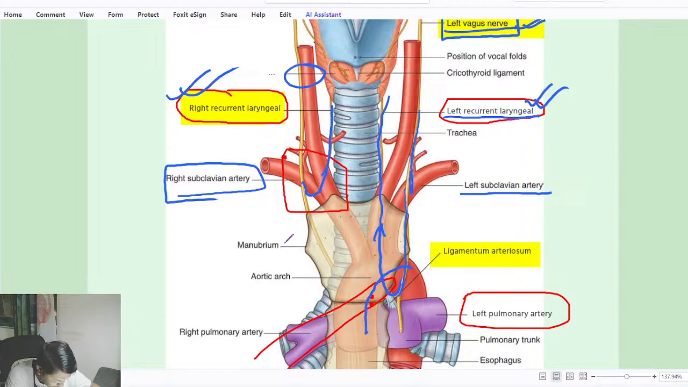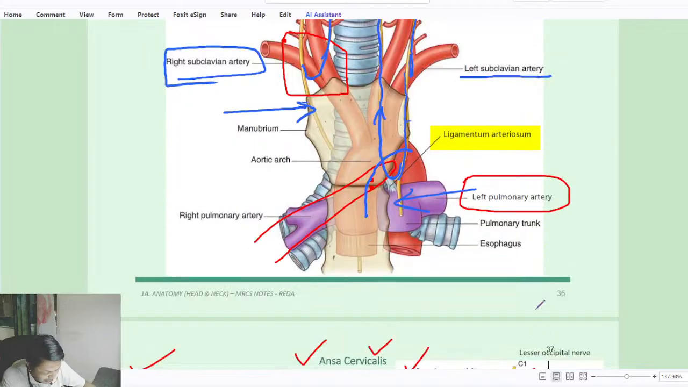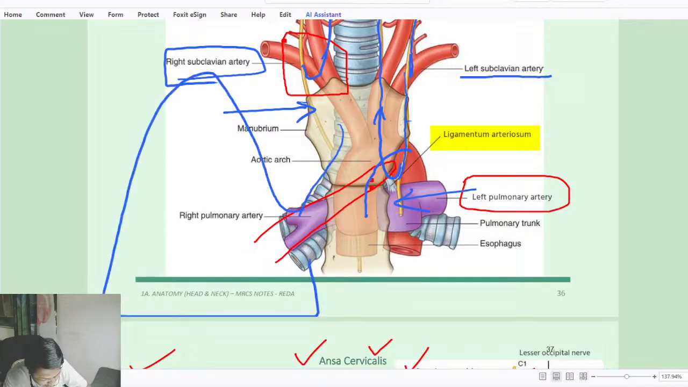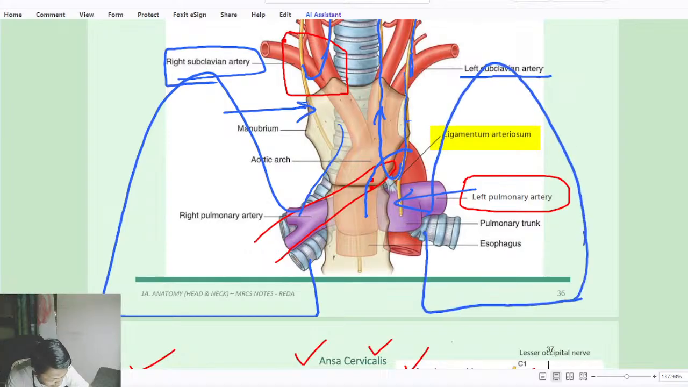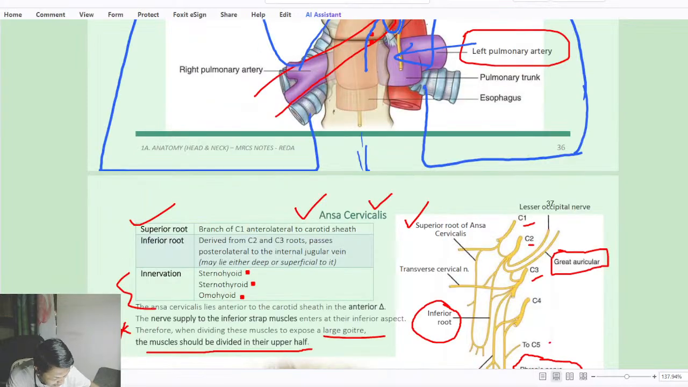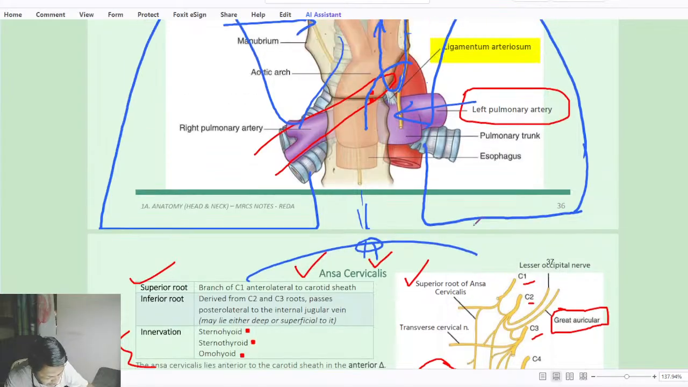And they continue as vagus nerve. This is the right vagus nerve, and this is the left vagus nerve. Now, in the mediastinum, they remain posterior to the lung hilum, the lung root. In both sides, they remain posterior. Then along with esophagus, they form the vagal trunk, and then they enter the abdomen with the esophageal hiatus.